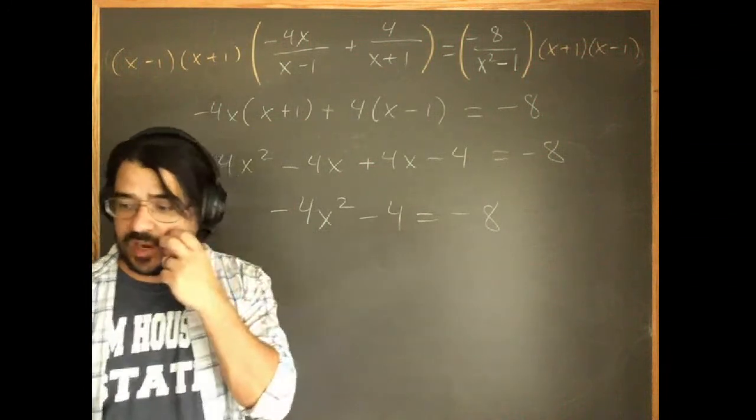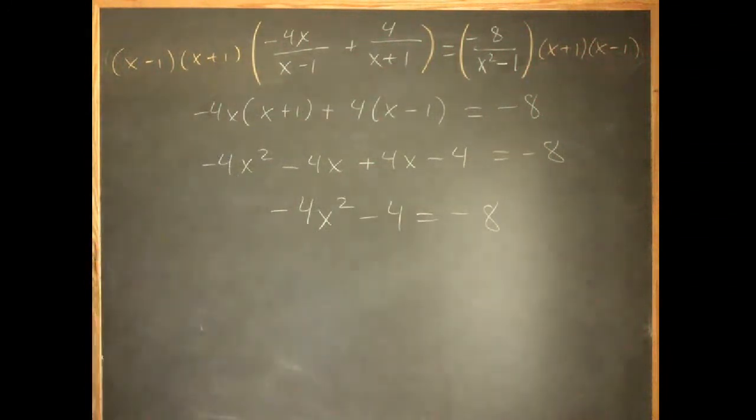So go ahead and add 4 to both sides of the equation, and when you have it, write down in the chat what the new equation is. So you're adding 4 to both sides.